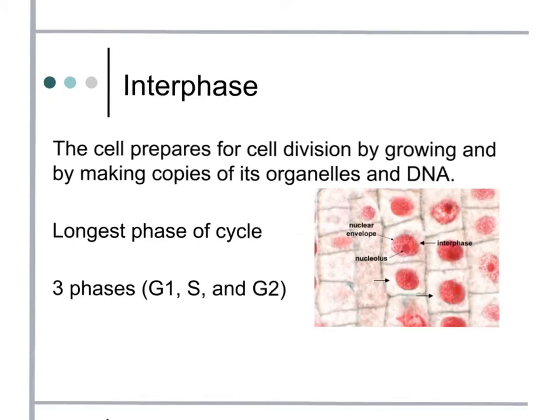We talked about interphase quite a bit in our last lesson, but basically it's the cell preparing for cell division. And it does this by growing, making more organelles, and copying its DNA. We know that there are three phases: the first growth, the synthesis, and the second growth. If we look at a picture here, you can tell that it's interphase because you can clearly see the nucleus is still intact, and it looks sort of like a normal cell otherwise, but you can tell that it's an interphase.